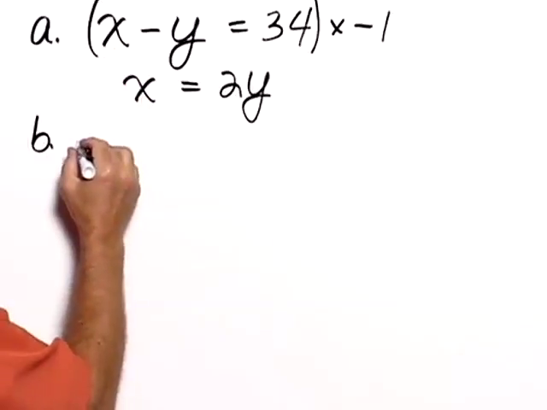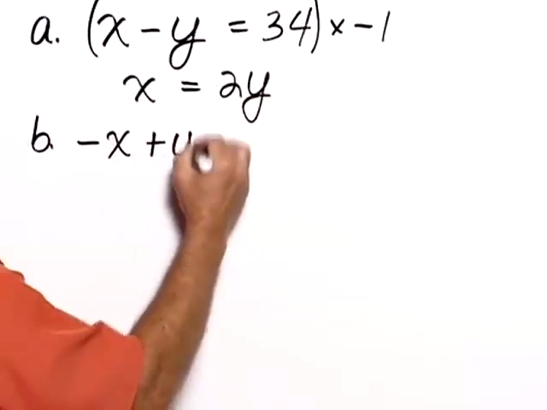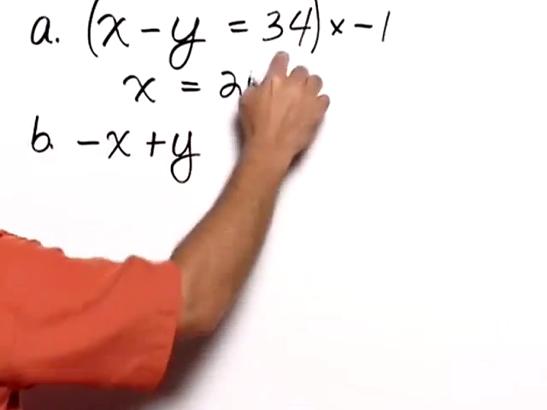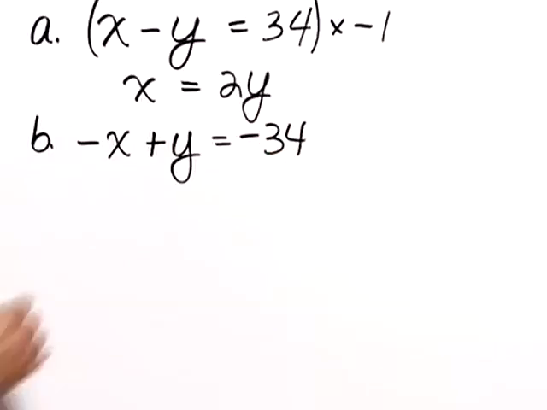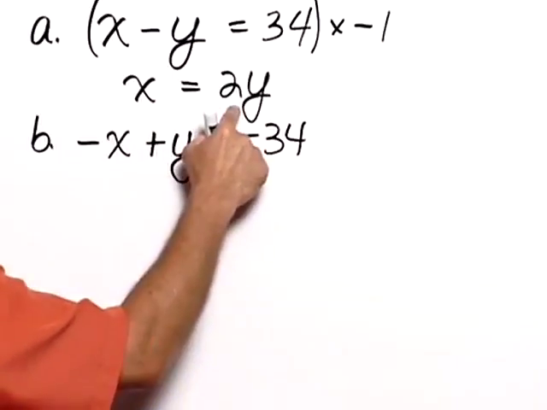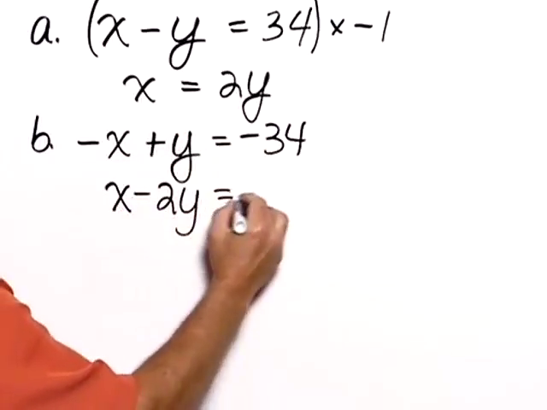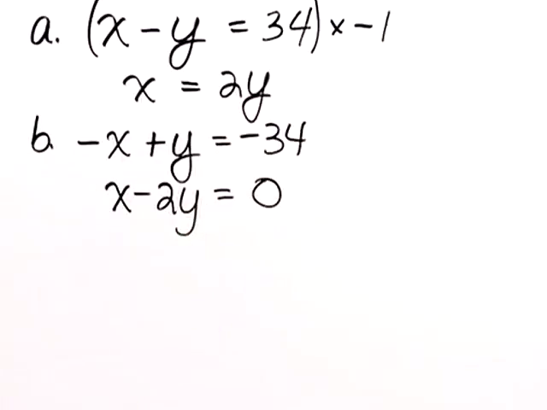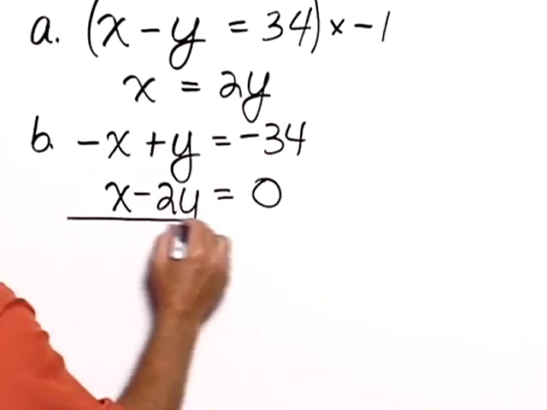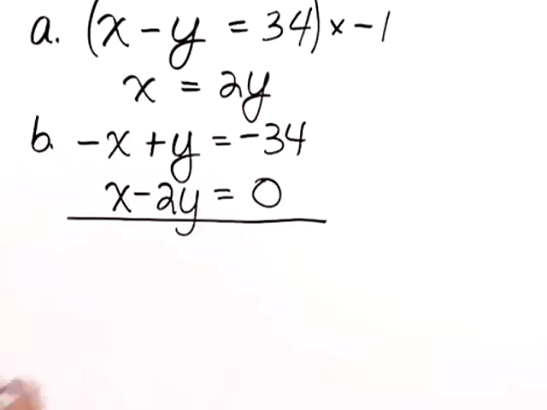In other words, let's write that equation, -x, and then a -1 times a -y is +y, and a -1 times 34 is -34. Then what we want to do is take the second equation and put it in standard form. That means subtract 2y from both sides. In so doing, we'll have x minus 2y equals 0. So now we can add these two equations together, and you will see that the variable x will be eliminated.